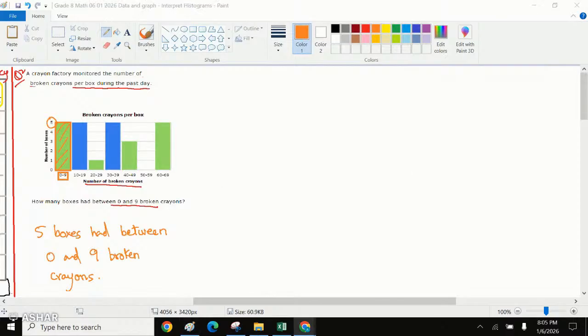Any questions up till now? Do we have any questions? In question number 2, they were telling about the broken crayons, right? On the x-axis, the horizontal axis, it said broken crayons. So we need to find between 0 and 9. We simply find 0 and 9, we found it over here and we find the value. That means 5 boxes had between 0 and 9 broken, right?